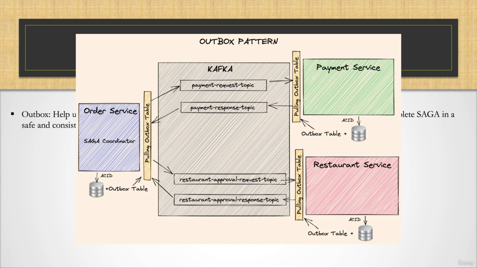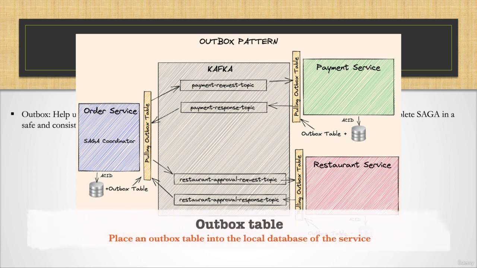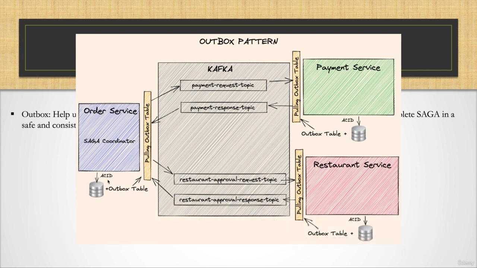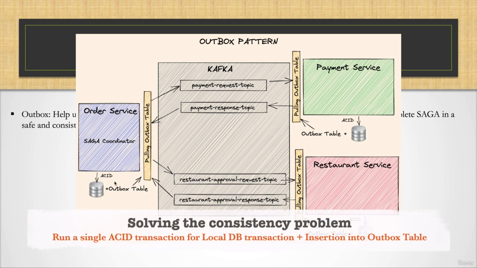In this pattern, you don't publish the events directly. Instead, you keep your events in a local database table called Outbox table. Note that this table belongs to the same database that you use for local database operations. In that case, you can use a single ACID transaction to complete your database operations in the service, plus the insertion into the Outbox table. So you will have a strong consistency up to this point.